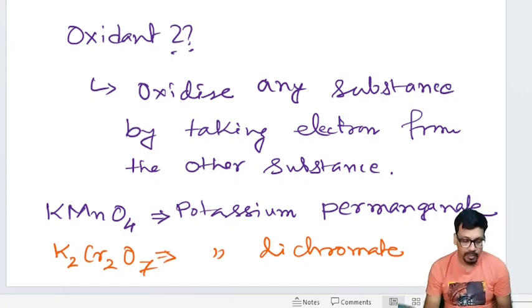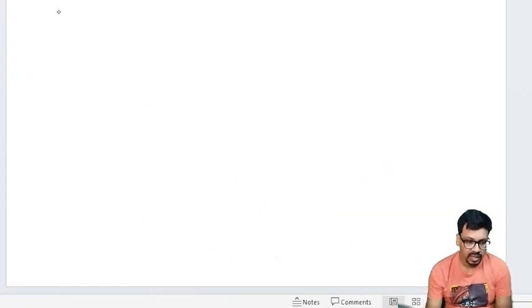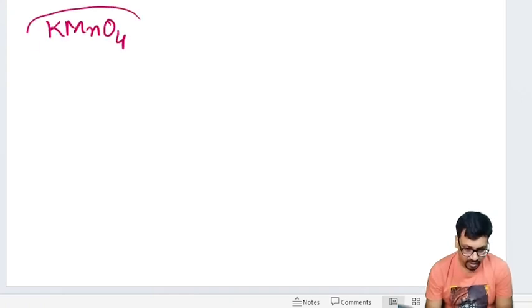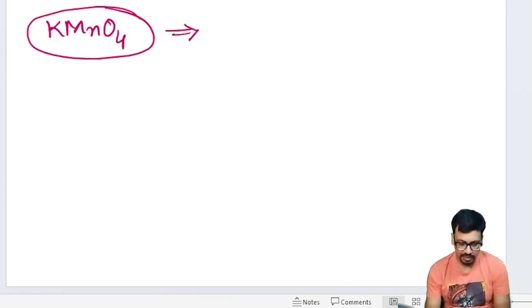Today my topic is how to calculate the equivalent weight. For redox titration or any other titration, equivalent weight is very important. We know that any reaction can take place by the equivalent amount. Clear? Now my first example is KMnO4. The color of KMnO4 is purple, just like that.